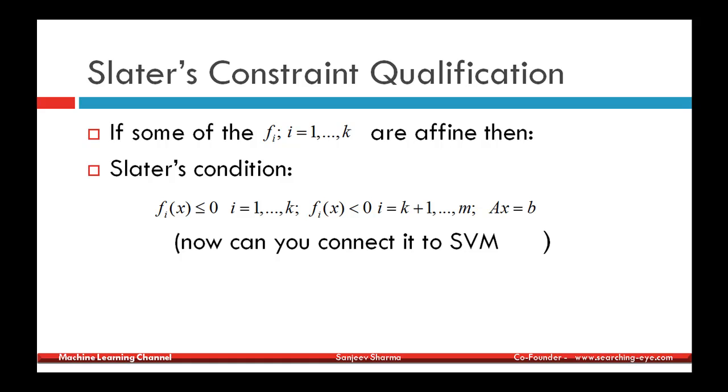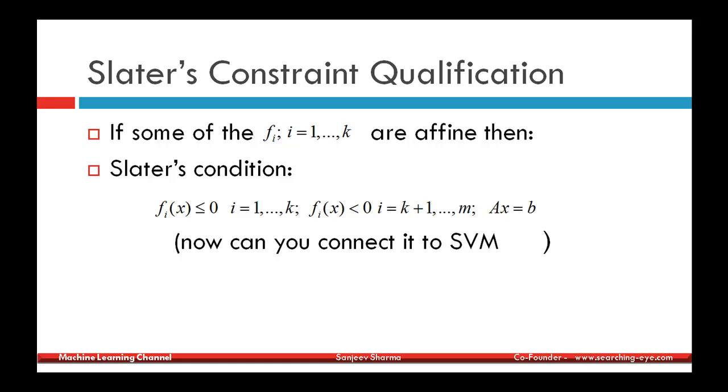And there is a modified condition which states that if some of the fi's are affine, that is fi for i equal to 1 to k are affine functions, then the Slater's condition becomes fi of x is less than or equal to 0 for i equal to 1 to k, and fi of x is less than 0 for i equal to k plus 1 to m, and Ax equal to b. This means that the strict inequality should hold just for the non-linear constraints, and if all the constraints are affine, then the strict inequality need not hold. That is fi of x can be less than or equal to 0 for x belonging to the relative interior of D.